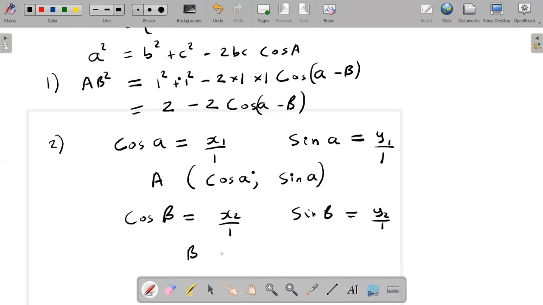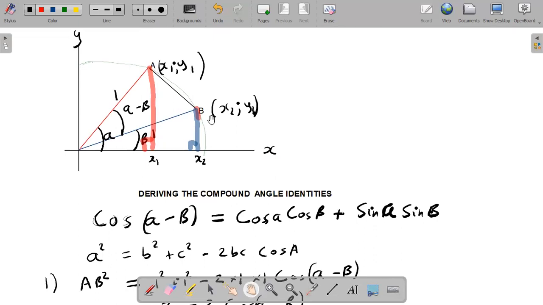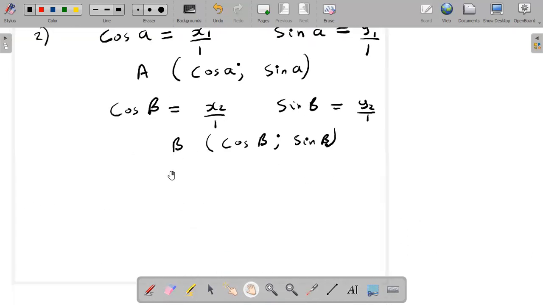Therefore, the new coordinates for B can be represented, instead of x2, y2, as cos beta, sine beta, right? So these are the coordinates of B. We have the coordinates of B, and we now have the coordinates of A, newly represented: cos alpha, sine alpha, cos beta, sine beta. Now, using the distance formula, we can calculate the distance of AB using our newly found coordinates.